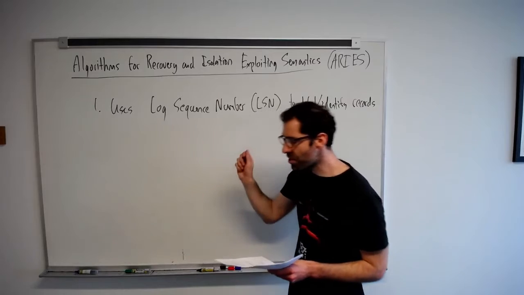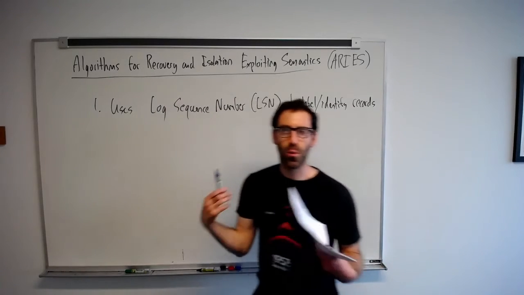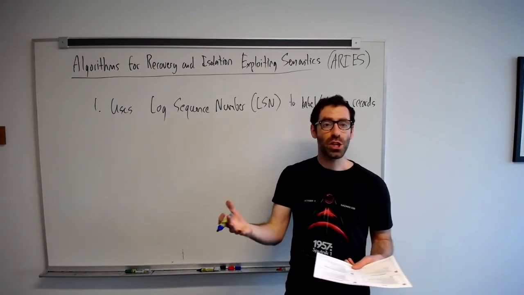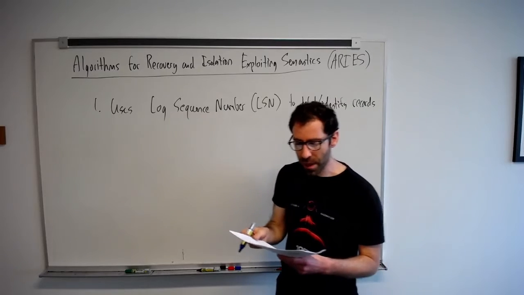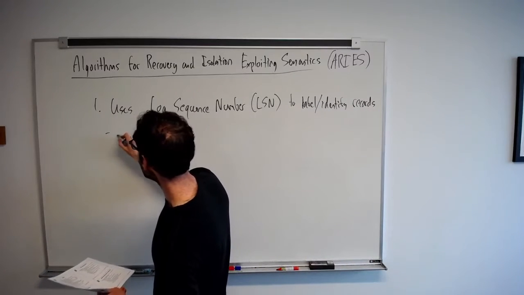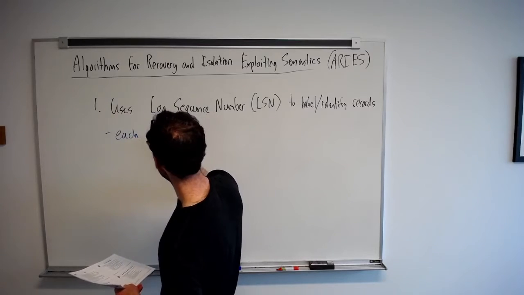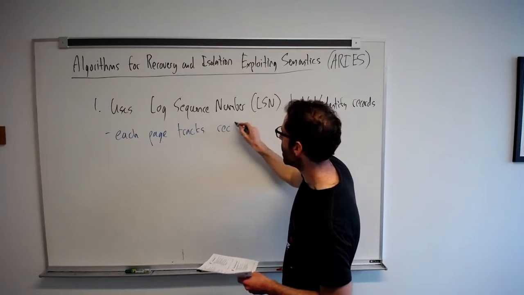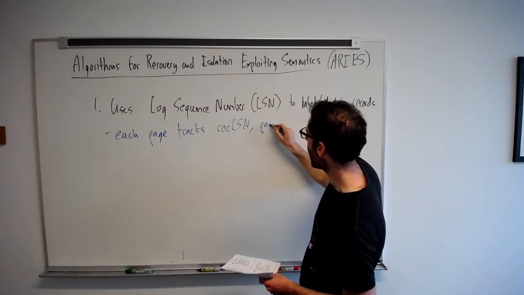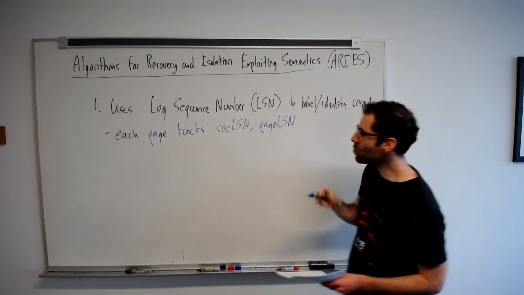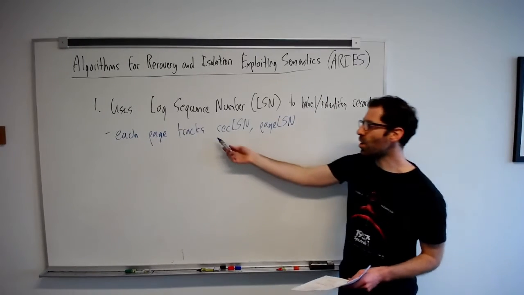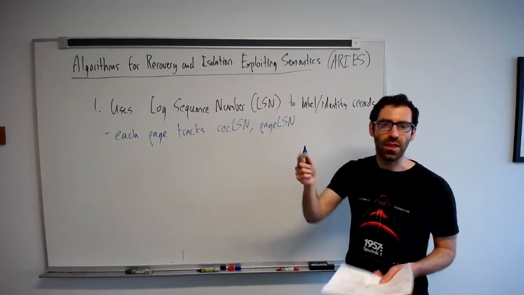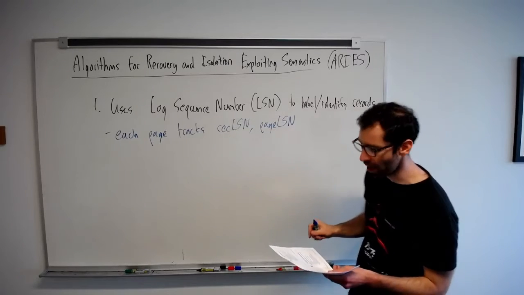We can actually use this to be smarter about which records we should look at, given information about which records actually modified a page. So one way we'll use these is that each page is going to track two log sequence numbers called rec.lsn and page.lsn. And these will be contained in the header of the page. So every page is going to keep track of these two.